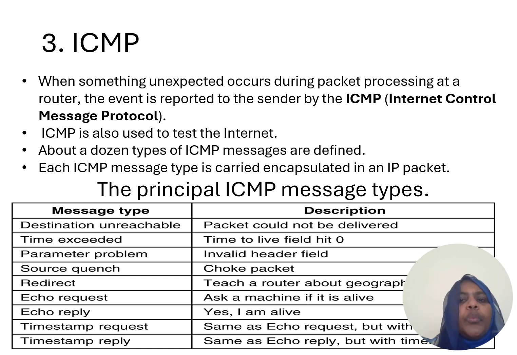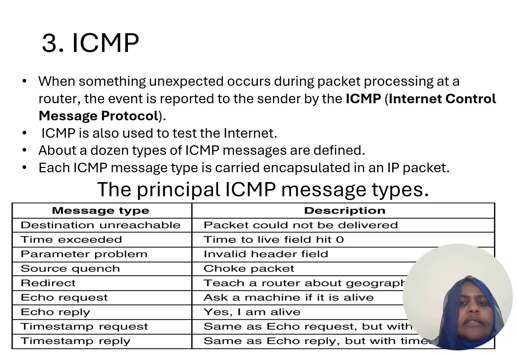Internet Control Message Protocol is the protocol used when something unexpected occurs during packet processing at the router. It is also used to test the internet. It has about a dozen messages. The principal ICMP types: destination unreachable, when a packet cannot be delivered, either because the destination address is not correct or the destination is down, or the packet is too large to pass through routers with the don't fragment bit set to 1.